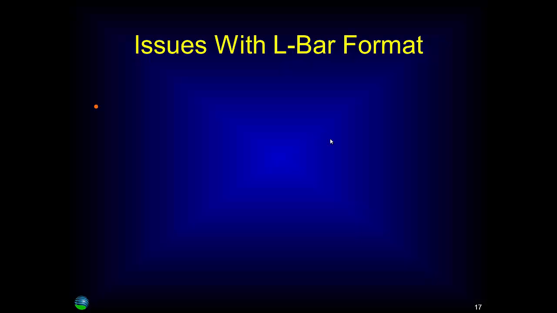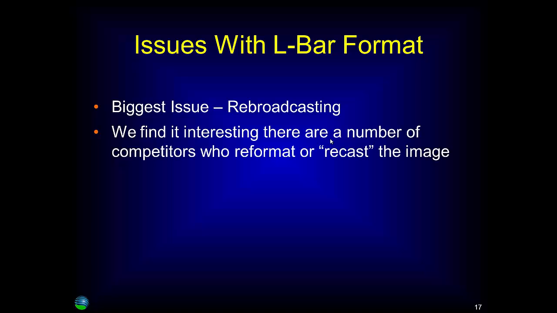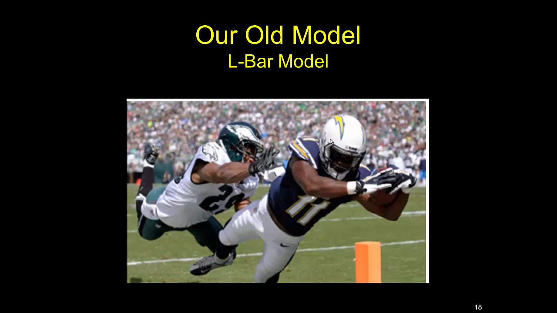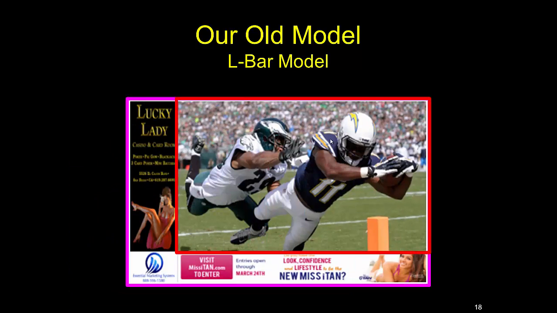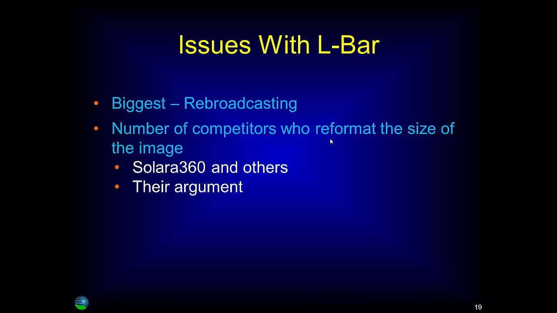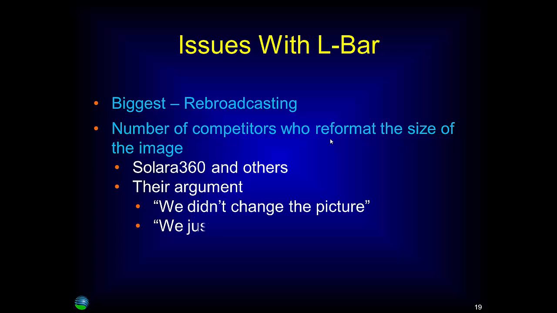But there are issues with the LBar format. The biggest issue is what we call rebroadcasting. And we find it interesting that there are a number of competitors out there who actually use this LBar format in reformatting or what is called recasting the image. So in effect, they take the full screen and shrink it down and then add the advertisements around the side. Competitors such as Slayer 360 and others use this format, and their argument is that, well, we didn't change the picture, we just made it smaller.